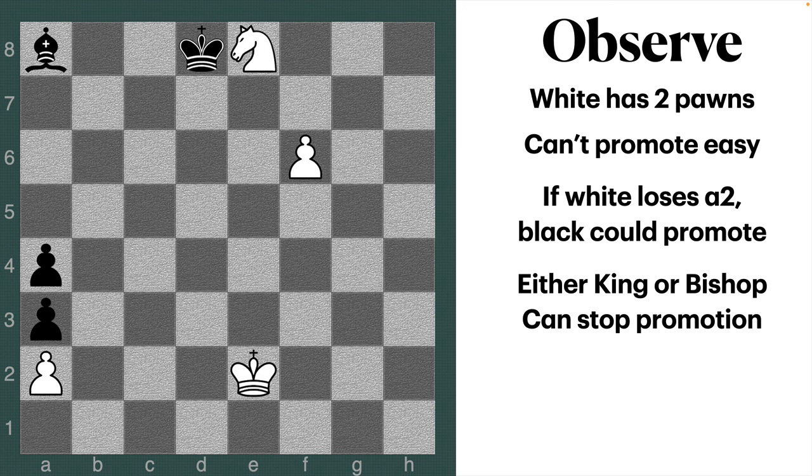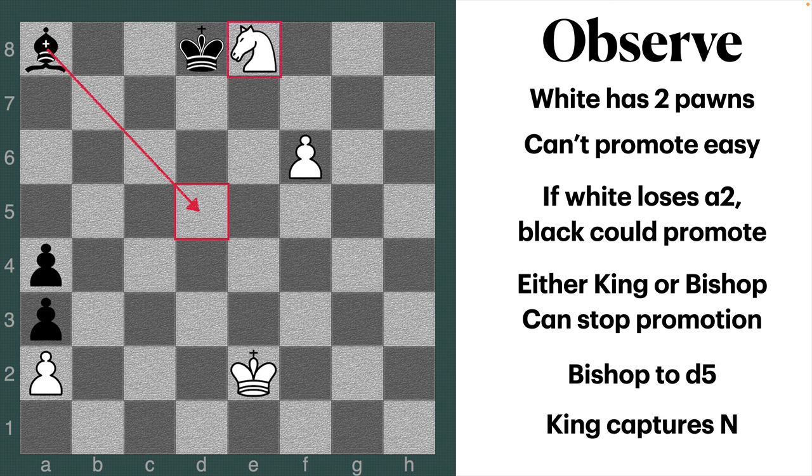So either the king or the bishop can stop the promotion. So bishop to d5 is one way that black would definitely want to be doing so that he can prevent the pawn from ever coming to f7, because black doesn't mind sacrificing the bishop for the pawn if he can prevent the promotion. Or the king captures the knight. So these are the 2 ways in which black could stop white from promoting and further the agenda.